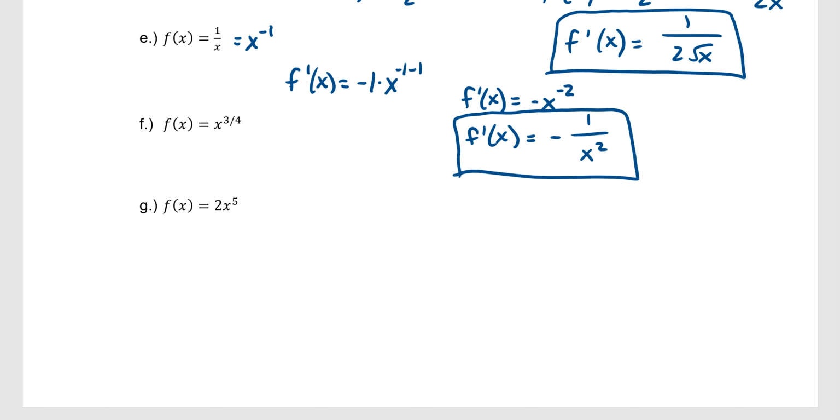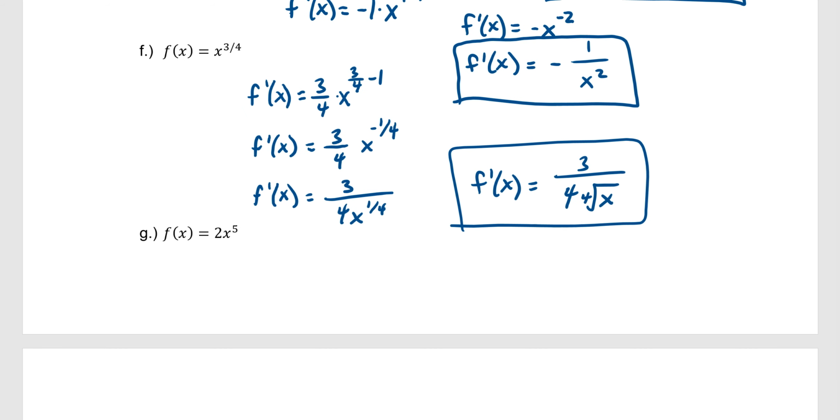So that would end up being 3 over 4x to the 1/4, or we can write it as 3 over 4 times the 4th root of x. So I personally like this one the best. However you want to write it is completely fine. I'm just going to circle this one. Okay, and I'm just going to space this down a little bit so we have some room here.